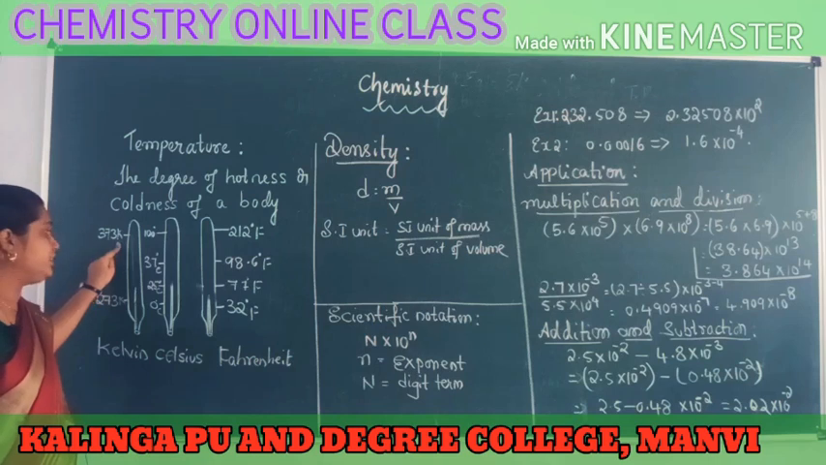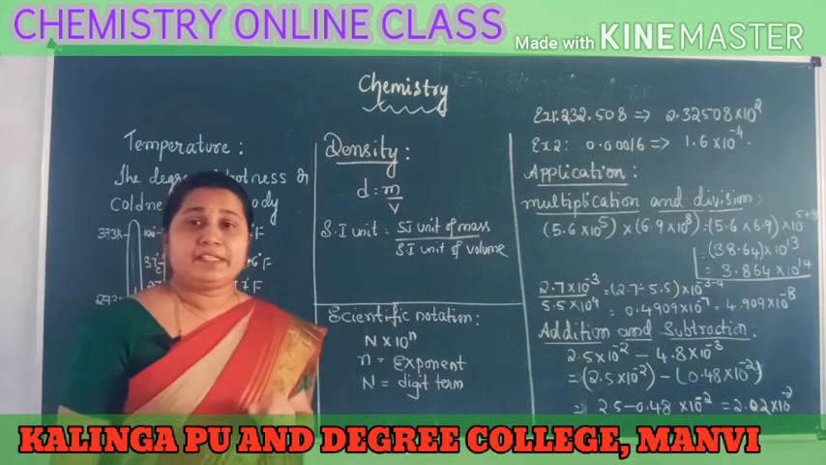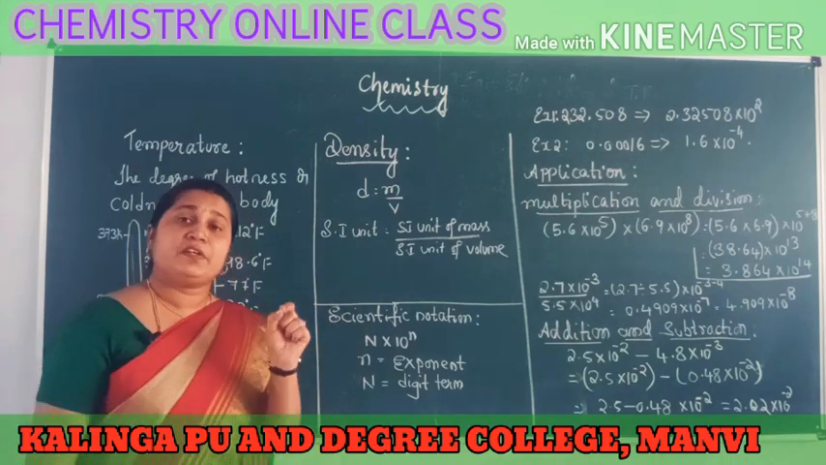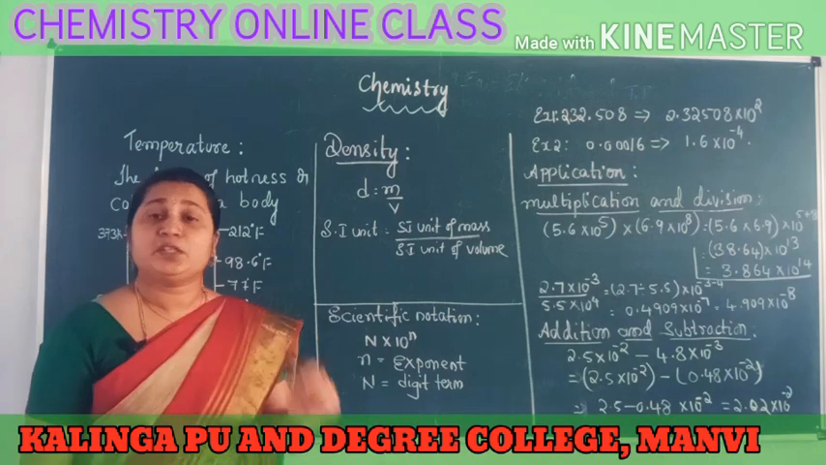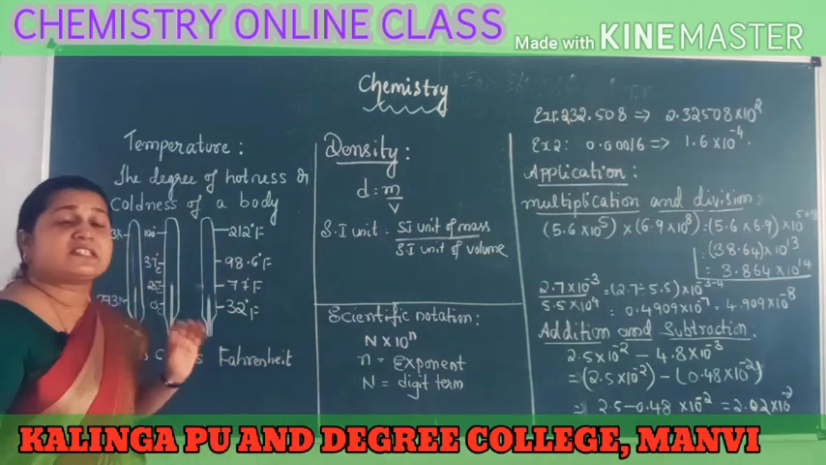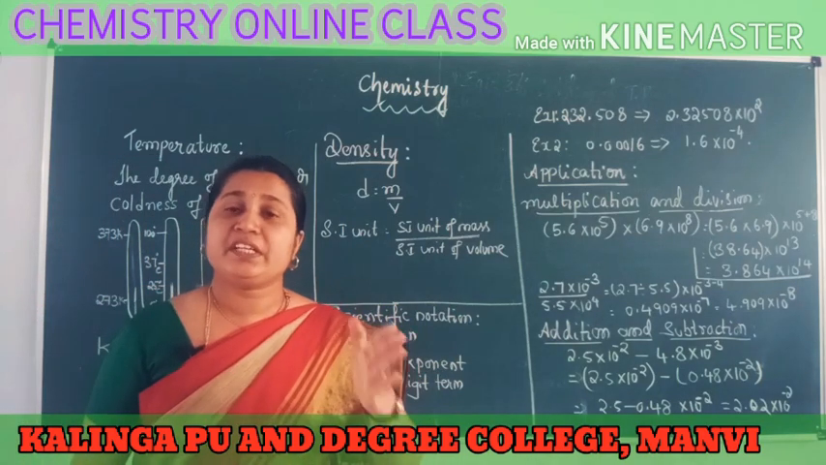When we are talking about the Kelvin temperature, you should not use the word degree. For the Celsius scale, we use degree Celsius. For Fahrenheit also, we use degree Fahrenheit. But for the Kelvin scale, you should not use degree, just Kelvin: 273 Kelvin, 373 Kelvin. Like that, we will tell the temperature reading.